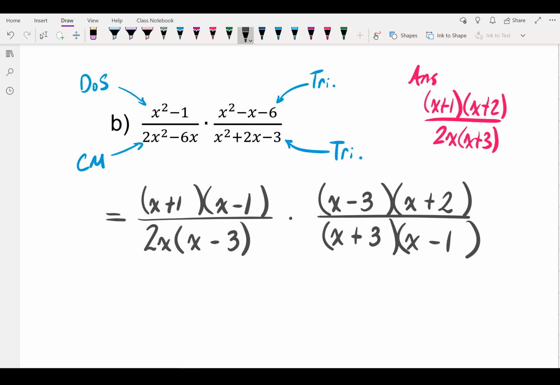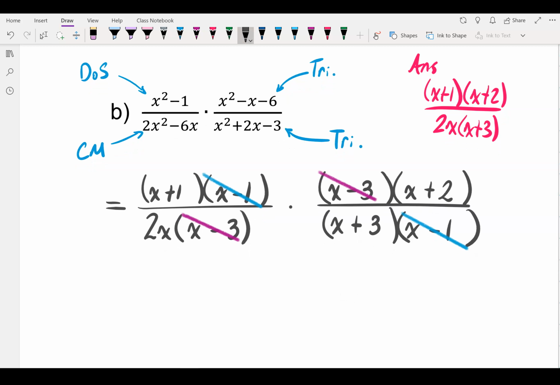The whole point of this process is to make life easier, and this is where it starts to cancel out, and it's very satisfying once you learn how to do this. What's going to cancel? I look at x plus 1, I don't see any x plus 1s on bottom here, but I do see an x minus 1 on top and bottom, so x minus 1 and x minus 1 cancel out. What about the next one? X minus 3. I see that on top and bottom. Is there anything else that I can cancel? Well, I see x plus 2, but I don't see any of those on bottom. I see a 2x on bottom that I don't see on top. X plus 3 on bottom, I don't see one of those on top. So it looks like I've come to the end of the road here.